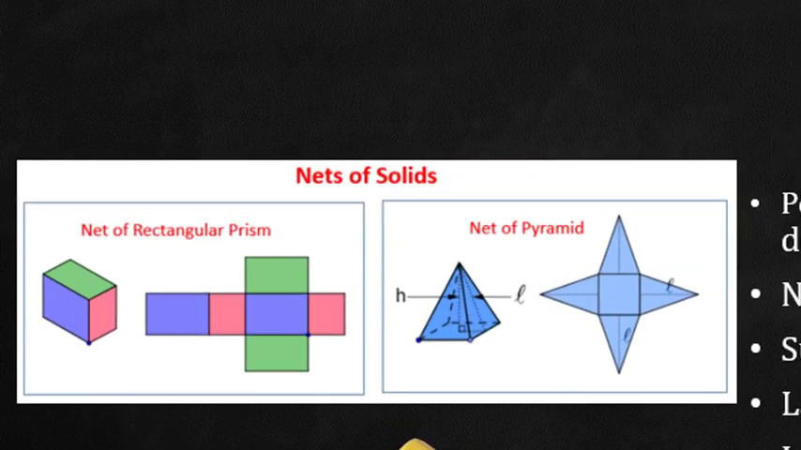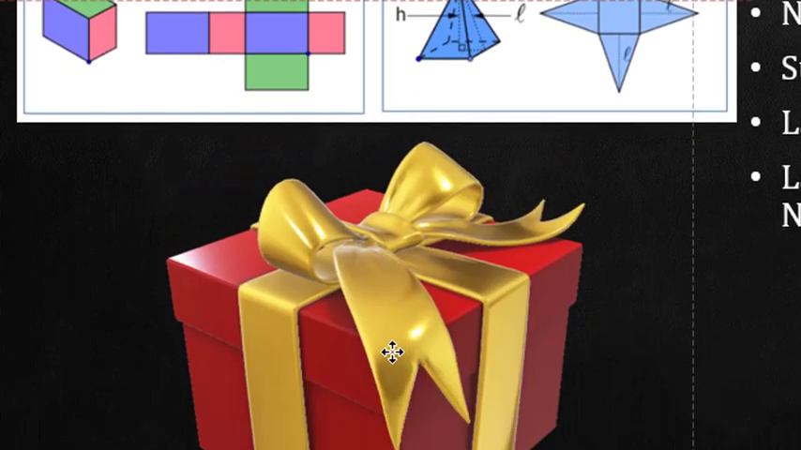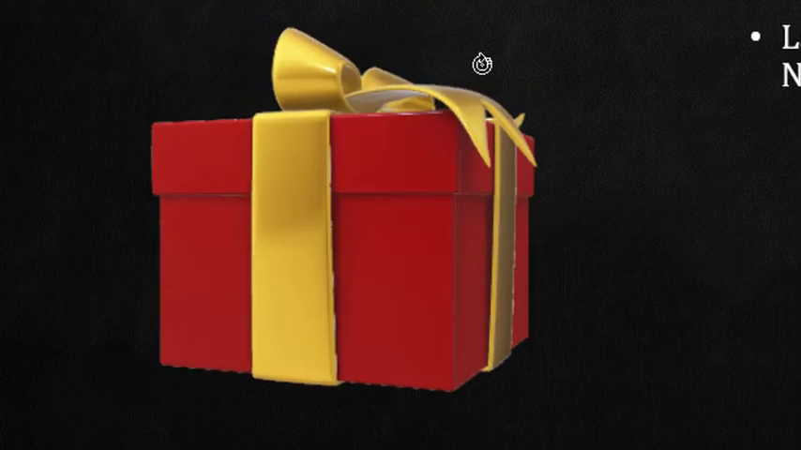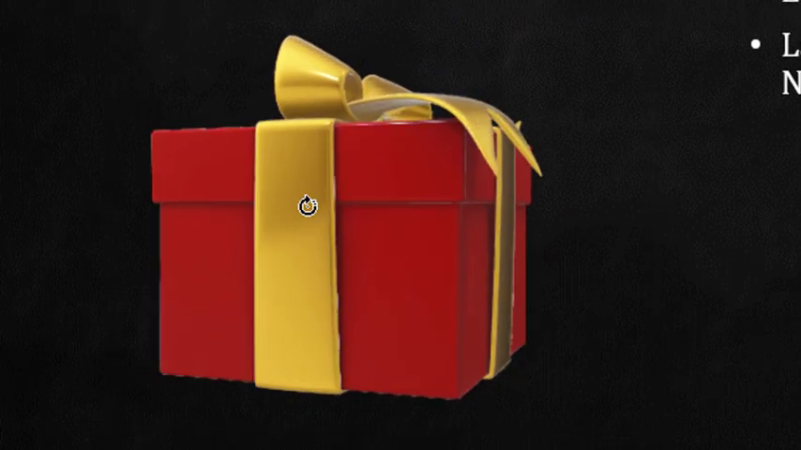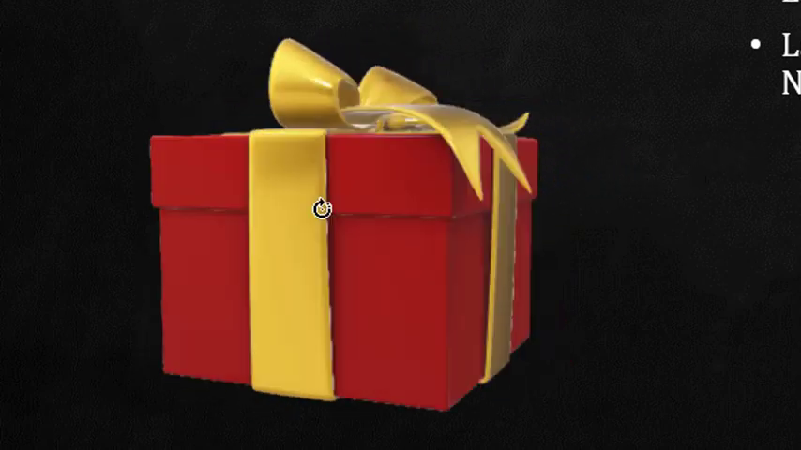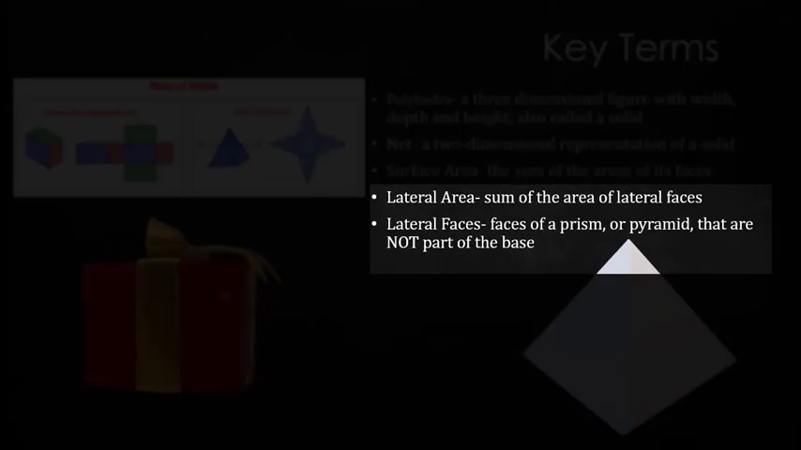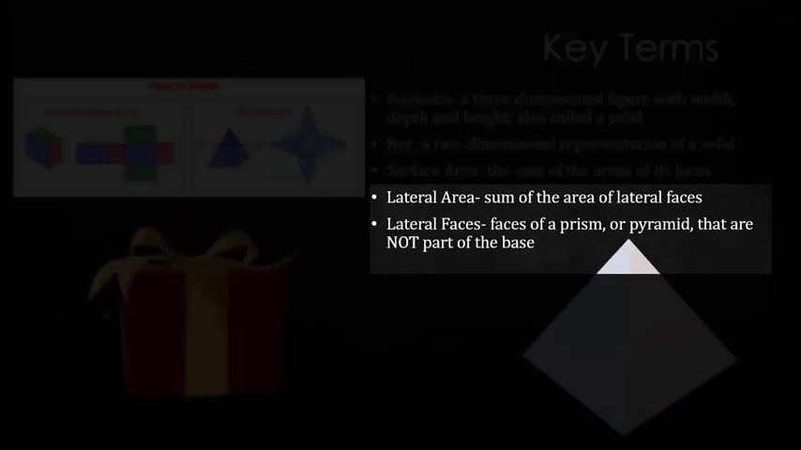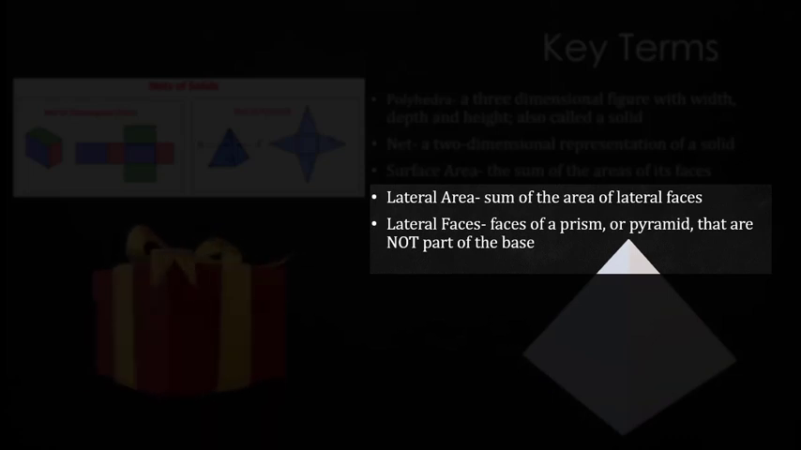So another thing to consider would be if we only were to wrap the sides of this. So if we didn't wrap the whole thing, we just wrapped the sides. So not the bases, just the sides. Well, the sides are called the lateral faces. If we wrapped the sides, that would be the lateral area, which is the sum of the lateral faces.